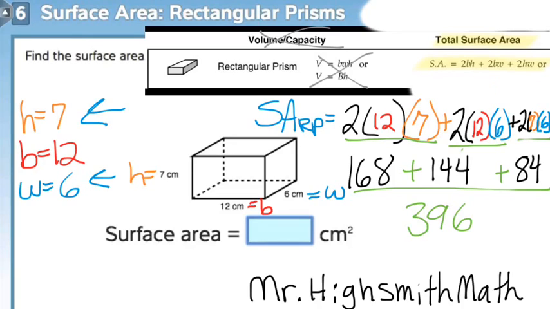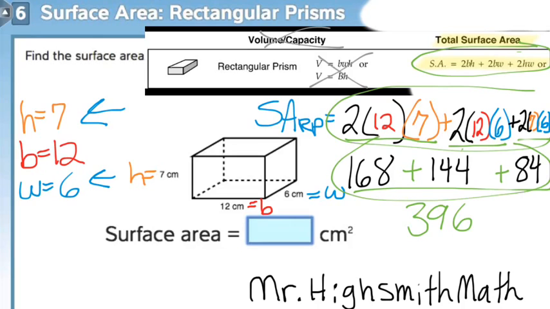Okay, so I feel like the most confusing thing that can happen is first you pick the wrong formula, so don't do that. Then you plug them in incorrectly, so please don't do that. And then you do order of operations incorrectly, please don't do that. And then you should get the correct answer.